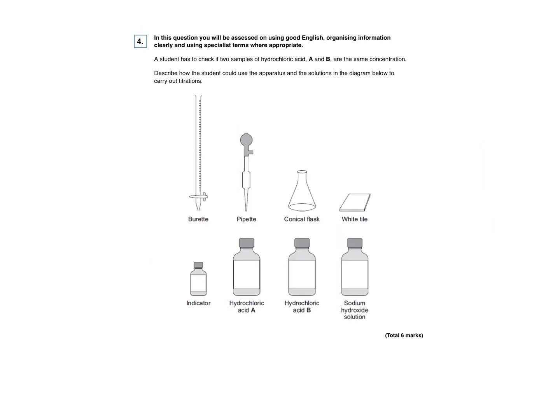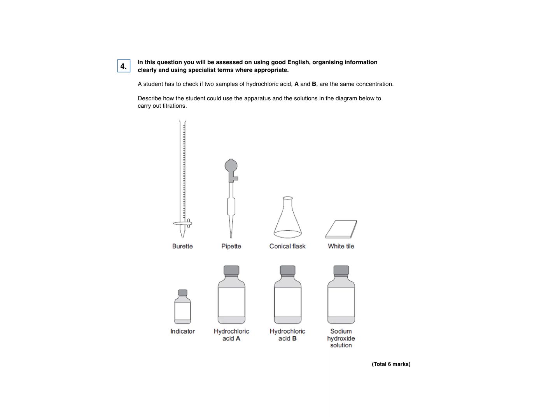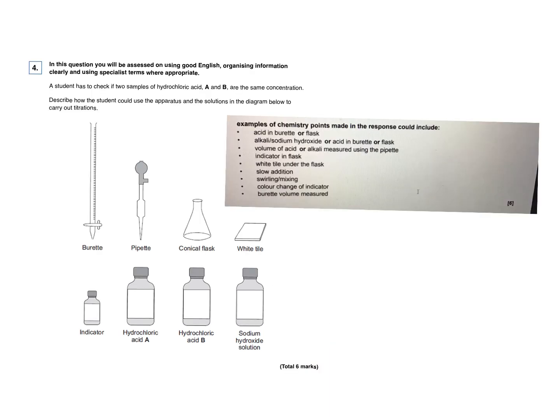Okay, now the next question is just looking again at how a student could use the apparatus and the solutions in the diagram below to carry out titration. So let's look at some of the points made. Using your burette, you place the acid in the burette, you place your sodium hydroxide in the conical flask using a pipette. So you've measured the volume of the alkali placed in the conical flask using the pipette. You must include conical flask, pipette, burette, girls.